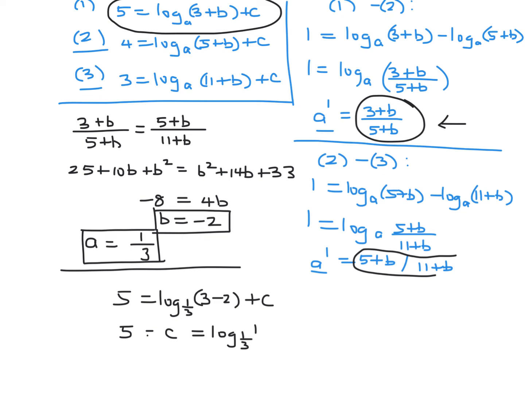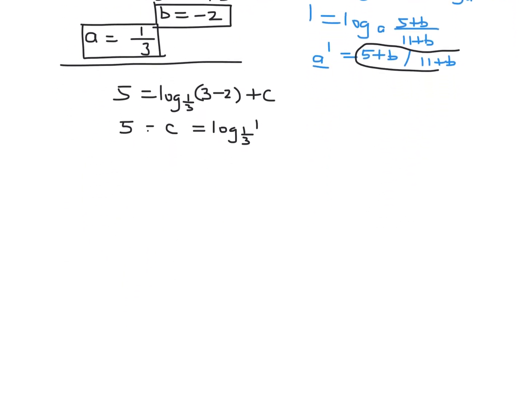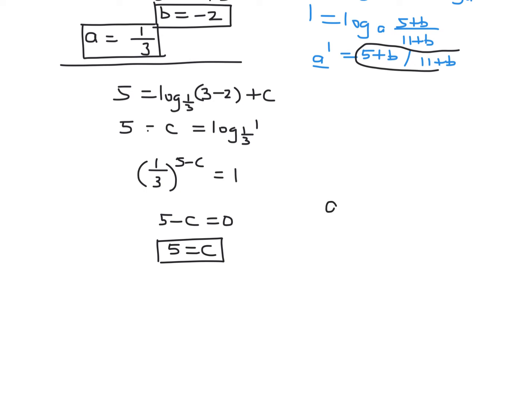all right, let's move this up. 1/3 to the power of 5 minus c using log rules is 1. That means that 5 minus c is 0, right? Because that's the only way you can get 1. So therefore 5 is equal to c. Okay. So a is equal to 1/3, b is equal to minus 2, and c is equal to 5. So that is the solution to those equations.